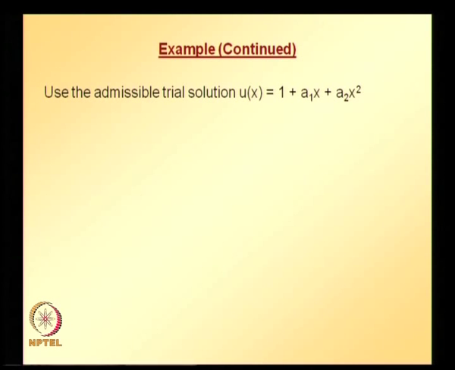Once again I want to emphasize here, an admissible trial solution is a trial solution which satisfies essential boundary conditions. So you can check by substituting x is equal to 0 in this equation whether it satisfies the essential boundary conditions or not.